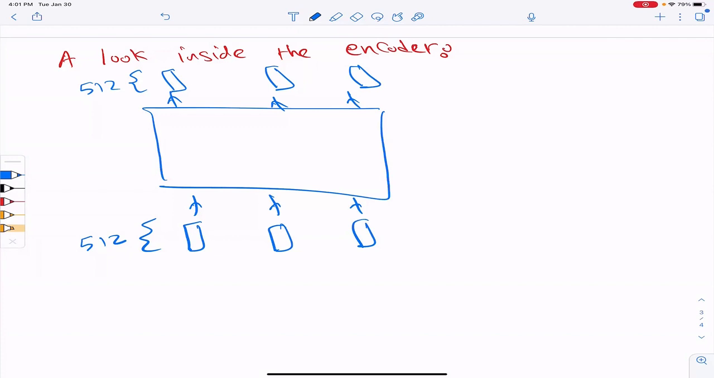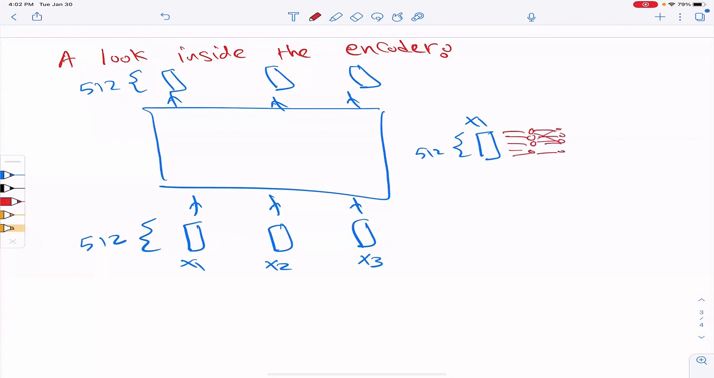So what I mean by that is, again, suppose x1, x2, x3. You take x1, it is a vector of 512 numbers. You apply a fully connected network to it, and you generate another 512 numbers as your output. So you took this network, you applied it to the first vector, you get your first output.